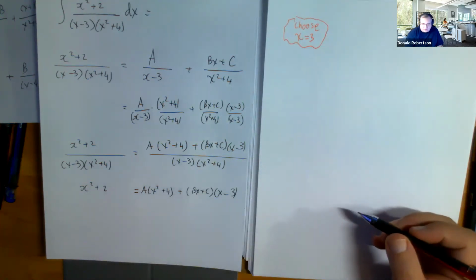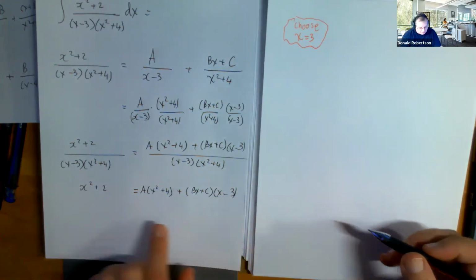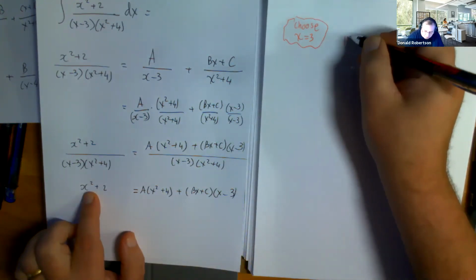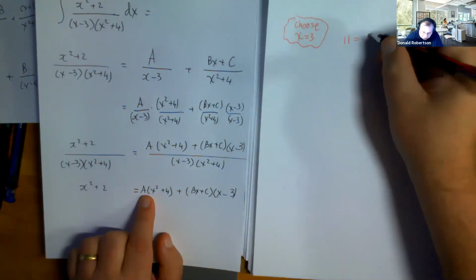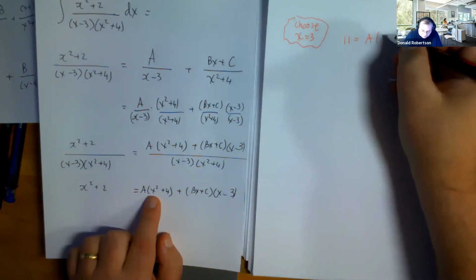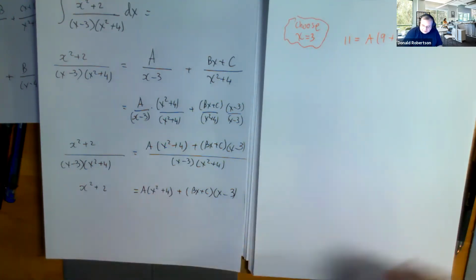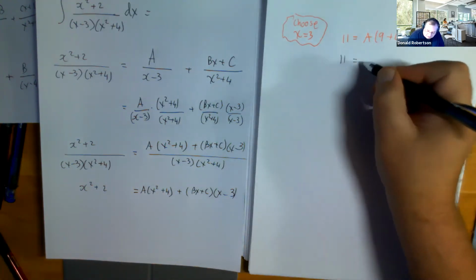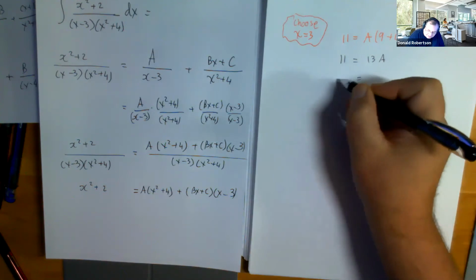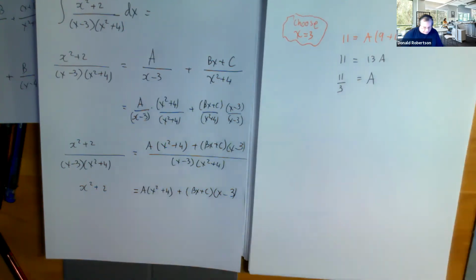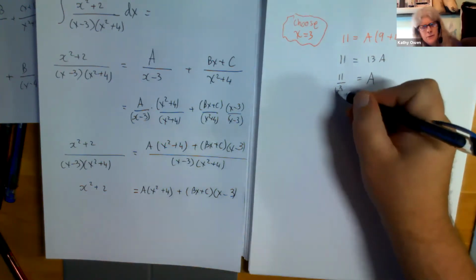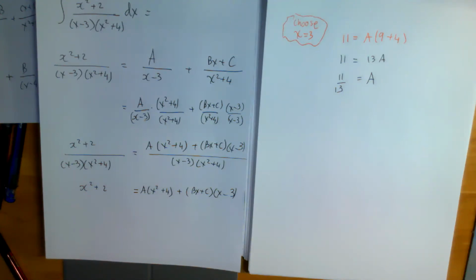And can you see why the choice of 3 works really well for this question? So 3 squared is 9. 9 plus 2 gets me 11. A times 3 squared plus 4, which is 9 plus 4, add a whole load of nothings, so I won't write it down. That gets me 11 equals 13A, and that gets me A is now 11/13. Are we cool with that? I keep getting it wrong. Shouldn't it be 11 over 13? Thank you. Right. Are we now good with that?